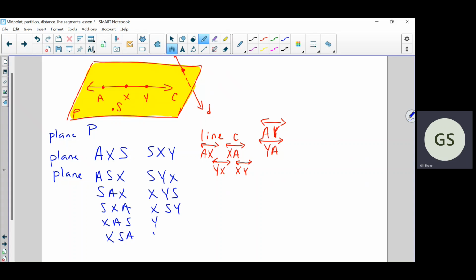Then put the Y first and the Y first. And what am I missing? X and the S. So there's another group. And then there's one more group you could do that would be with the S, the Y, and the A. And then you'll have 6 of those. So it came out to be a lot.